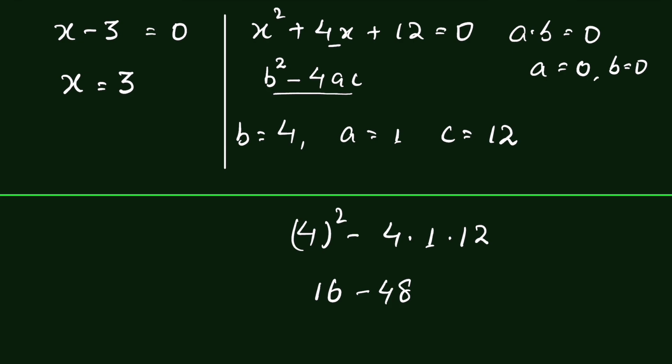When b square minus 4ac is greater than or equal to 0, then only we have a real solution, else we do not have any real solution. So 16 minus 48 will be less than 0. Therefore, there is no real solution.